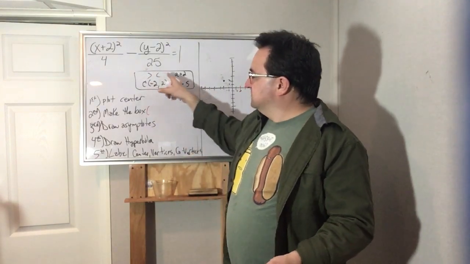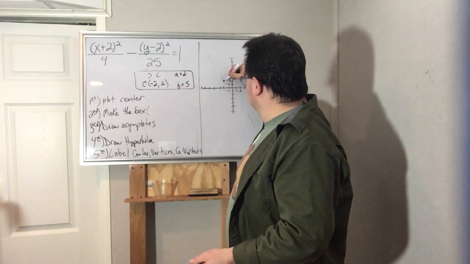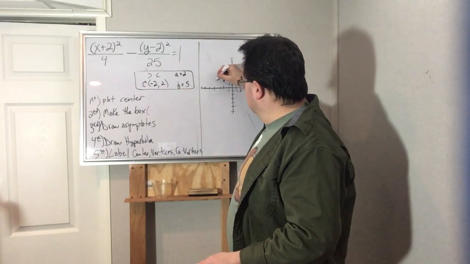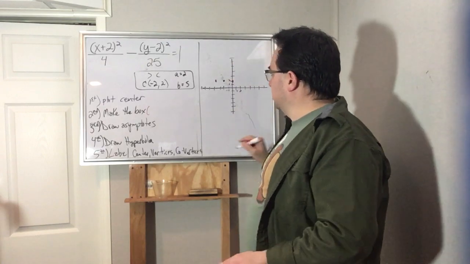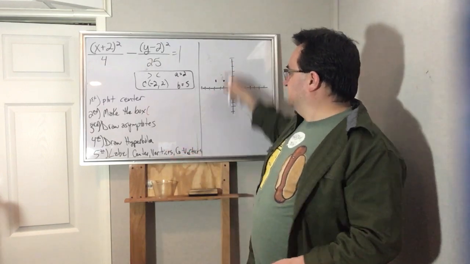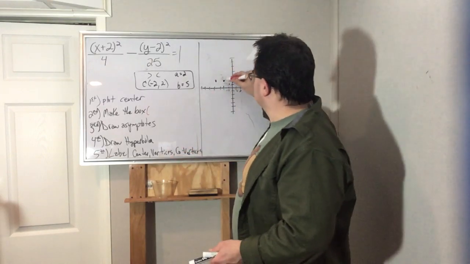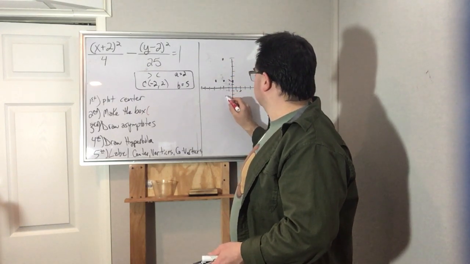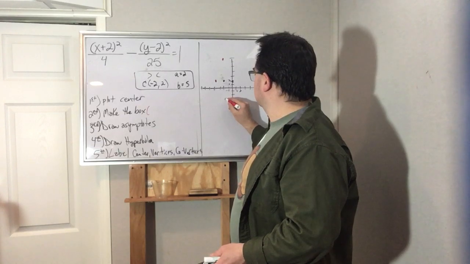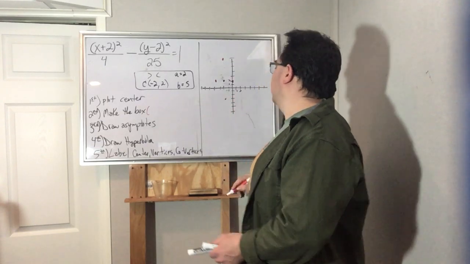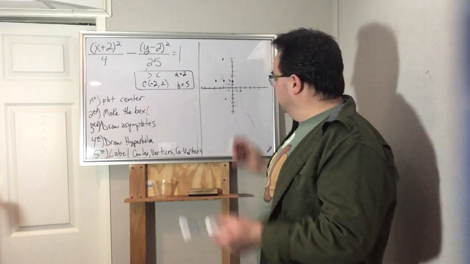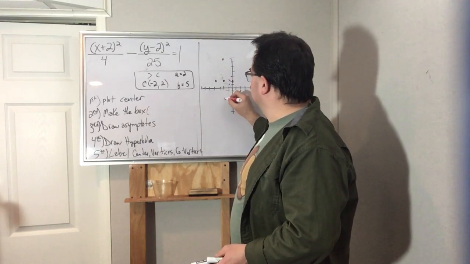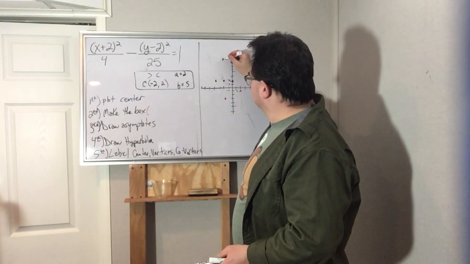See how it opens? Left and right. So I need to go left 2, right 2. And then your co-vertex, it's got to be 5 the other direction. So 1, 2, 3, 4, 5. 1, 2, 3, 4, 5. Shoot, this is going to open wide again. Oh well, I want to do a narrowly opening one, but it is what it is.